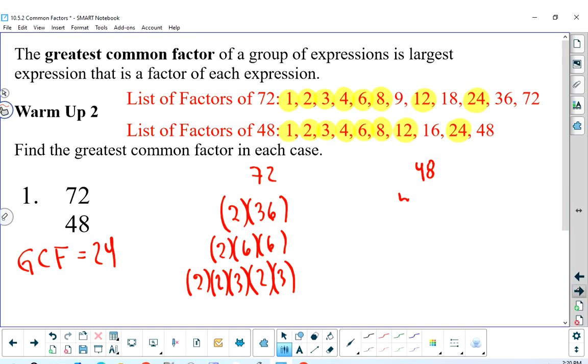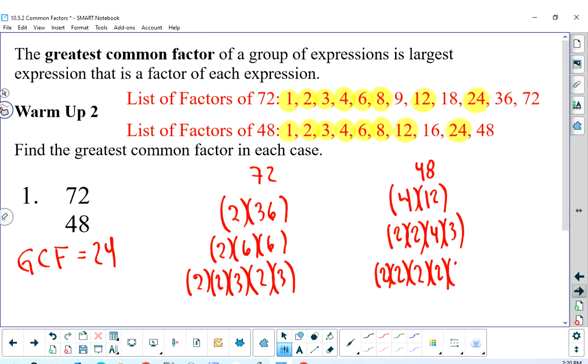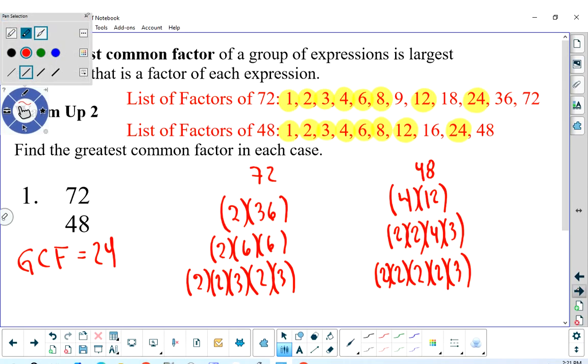48, I'm going to write it as 4 times 12. 4 is 2 times 2. 12 is 4 times 3. And that 4 I can break down into 2 more 2's. So 2 times the 4, which is 2 times 2 times 3. And you can check right now if 2 times 2 times 2 times 2 times 3 is 48. And what we are going to do is find all of the common factors.